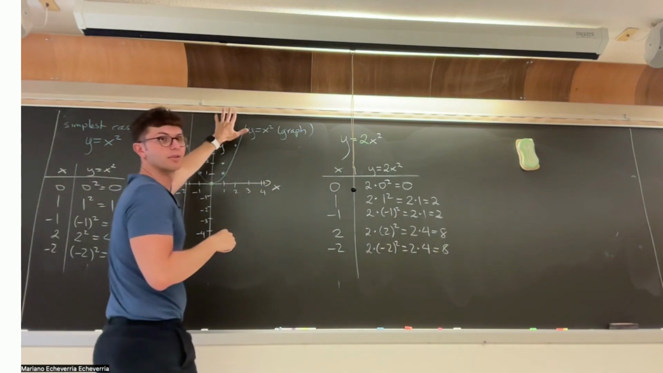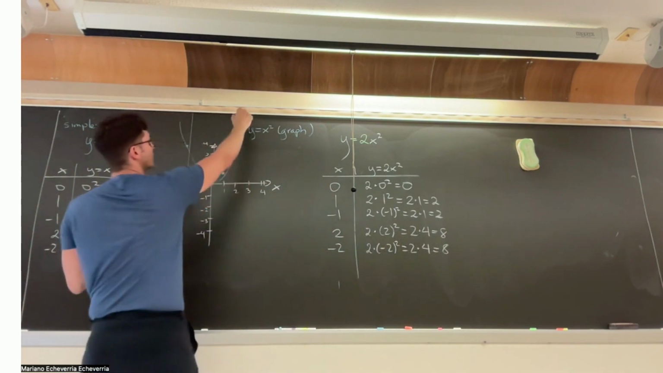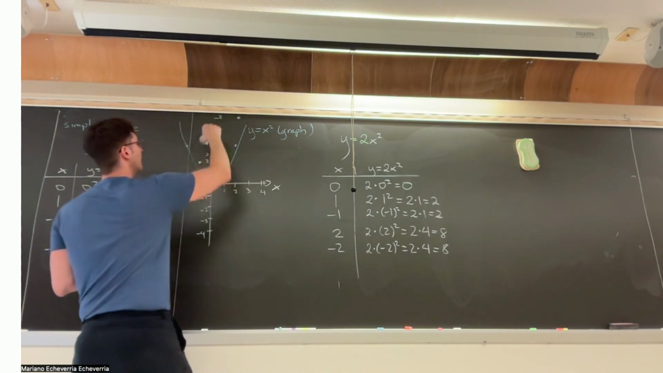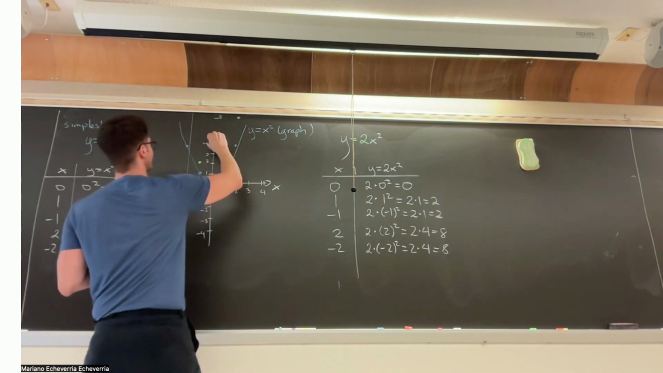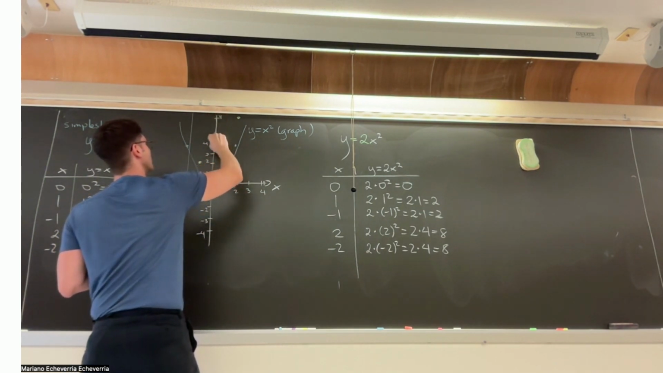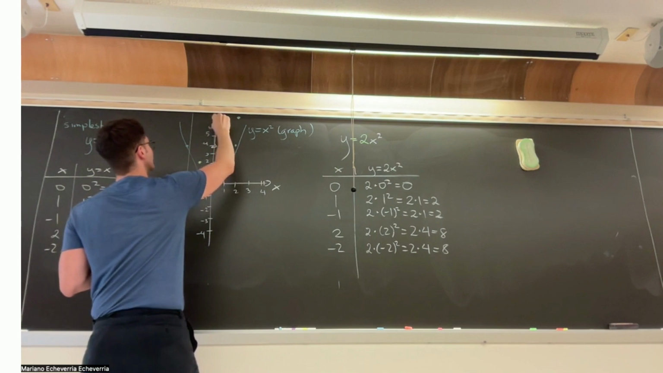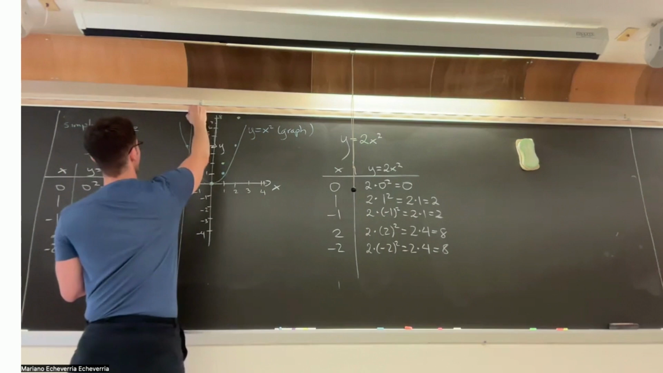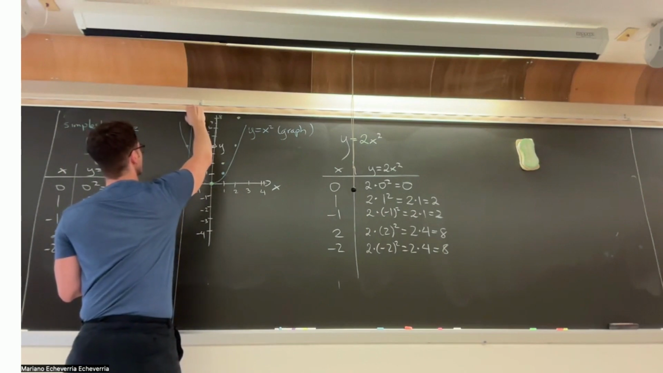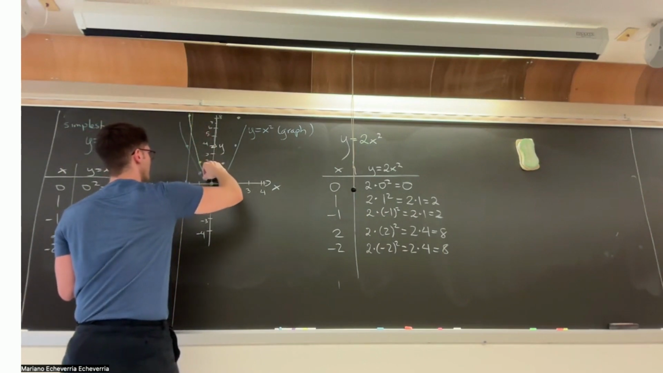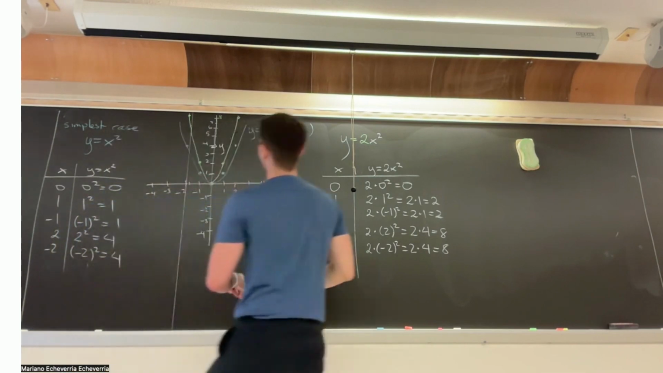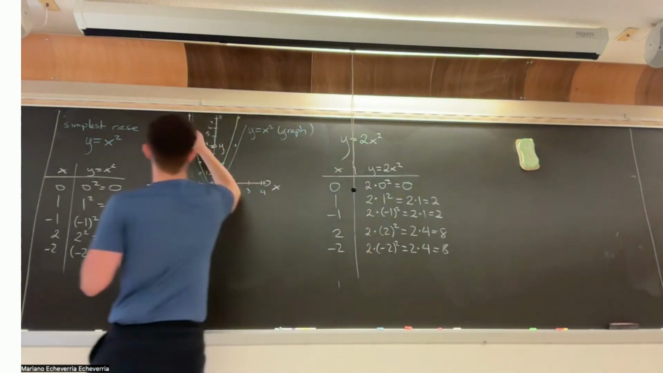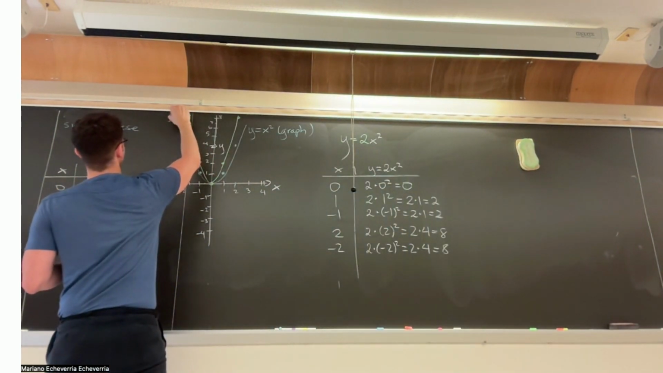I don't even have it on the scale, so I have to put the 8 really high up here. I actually had to extend this. So 5, 6, 7, 8. So 8 is there, and then -2 also goes with 8. So that is how the graph of y equals 2x squared looks.